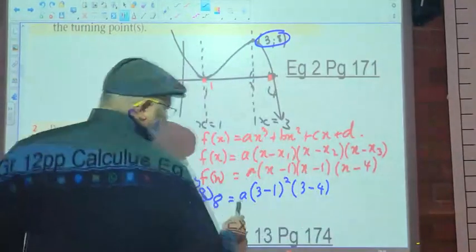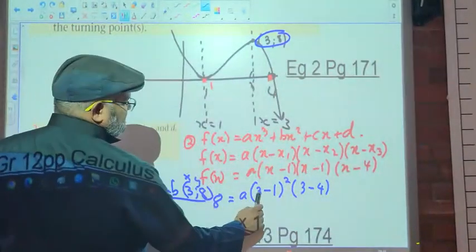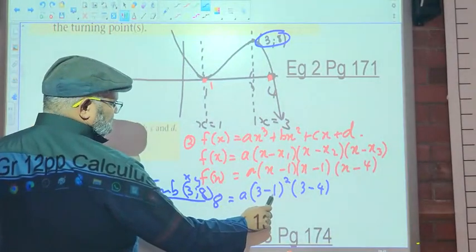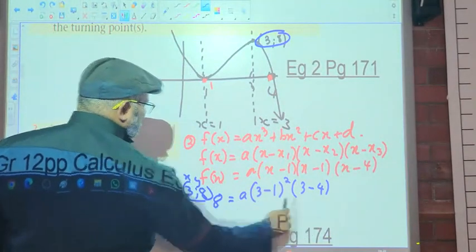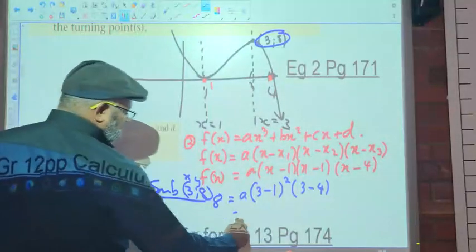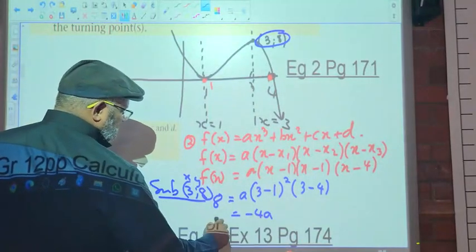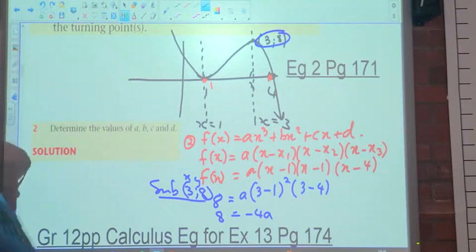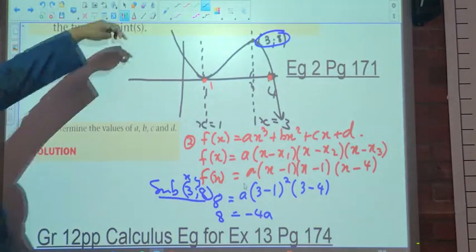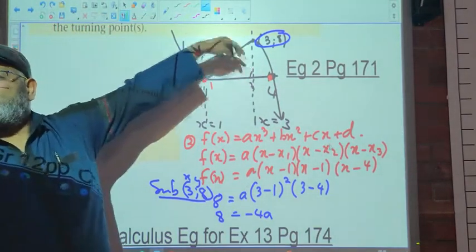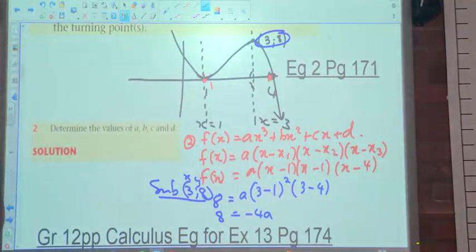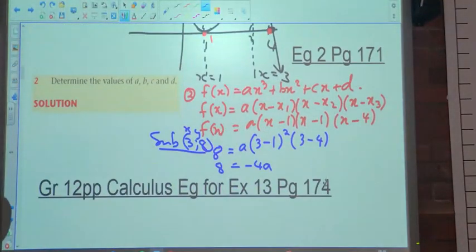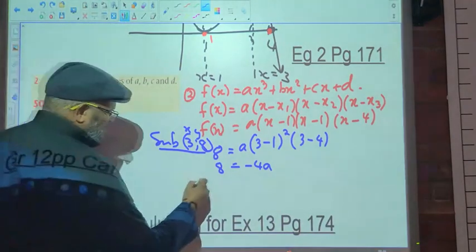Why? Because I'm trying to solve for a here. So what's 3 minus 1? 2 squared is 4. Now 4 times negative 1 is negative 4a, which is equal to 8. So what do you notice about the graph? The graph is first going down then up. So what should your a value be? Negative, and there it's confirmed that a is equal to negative 2.